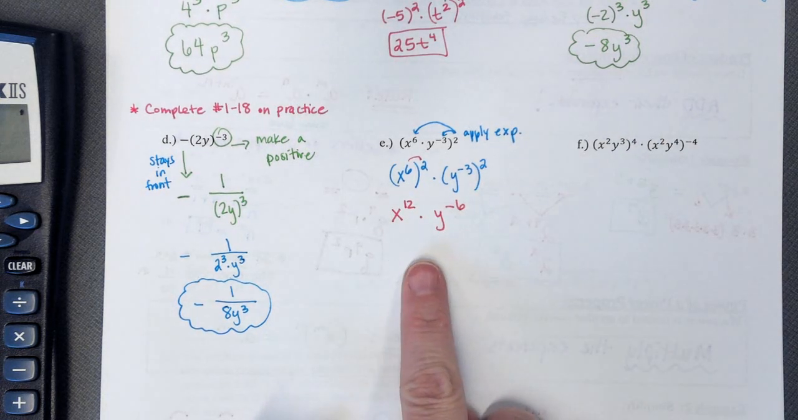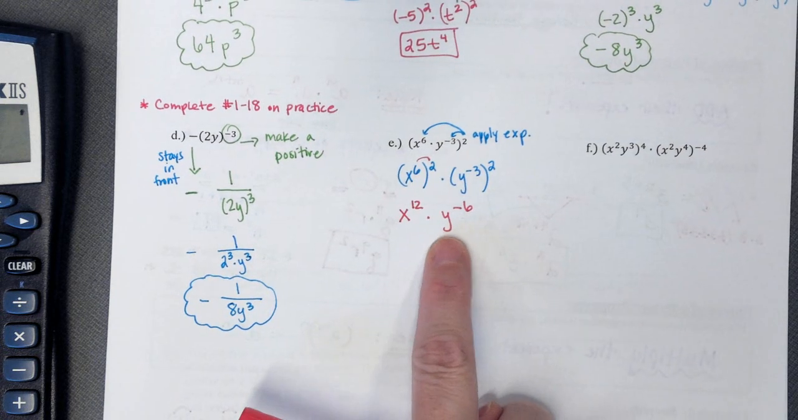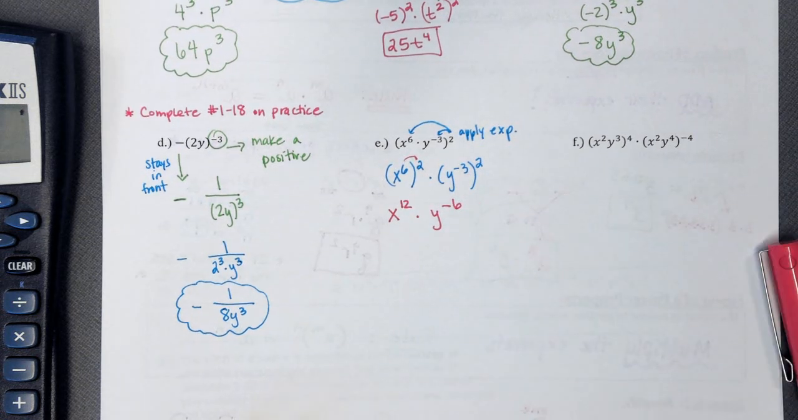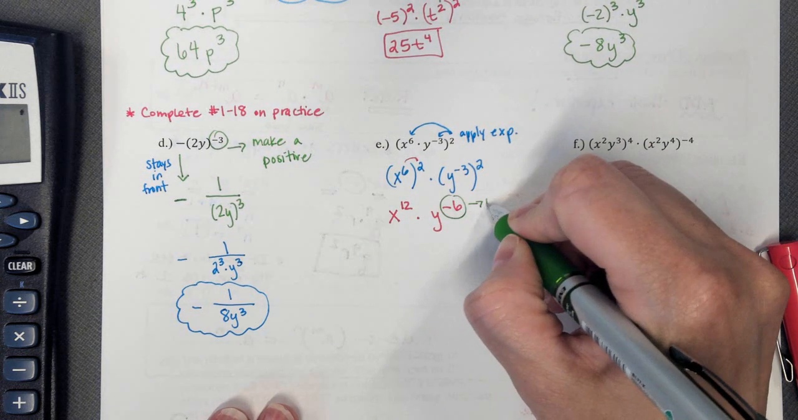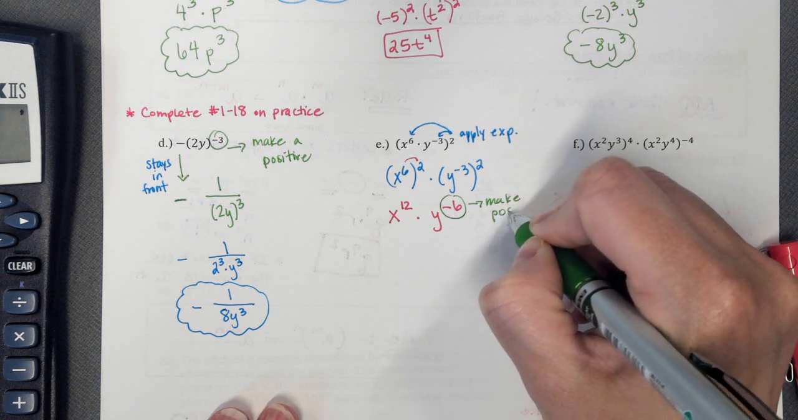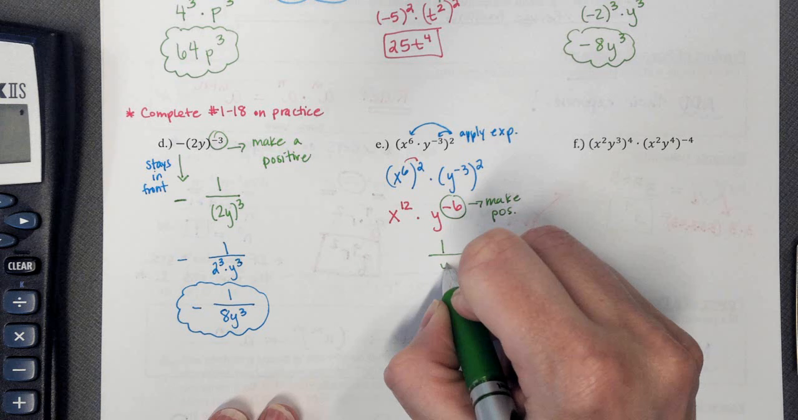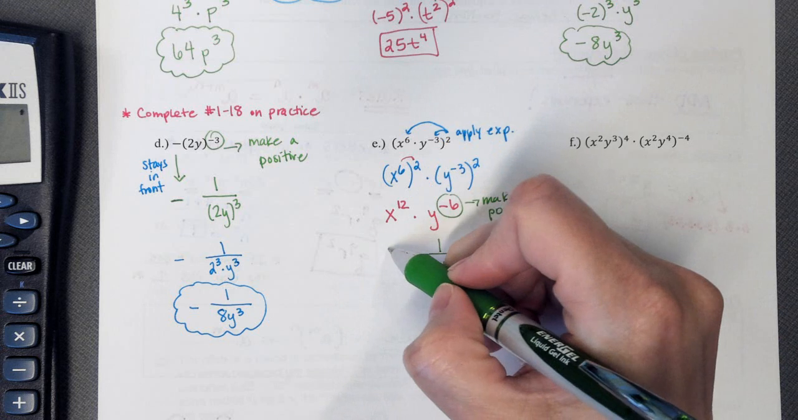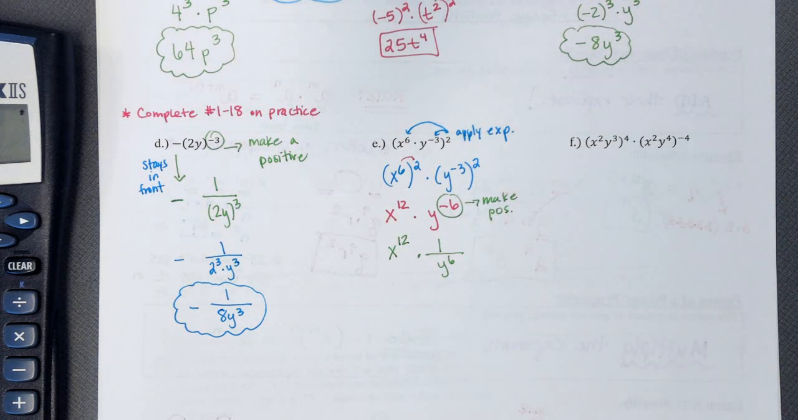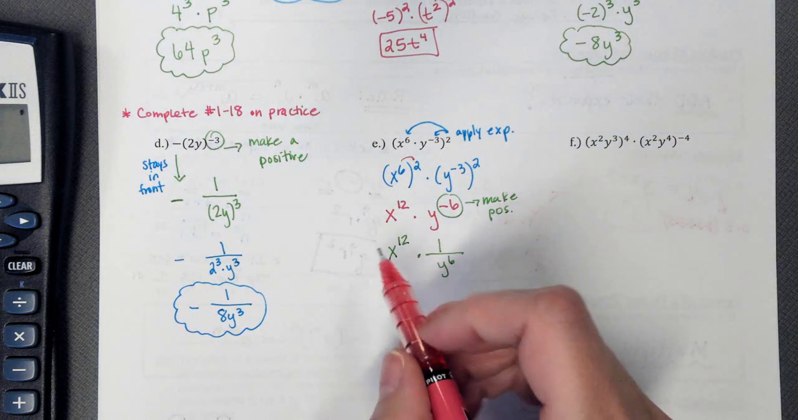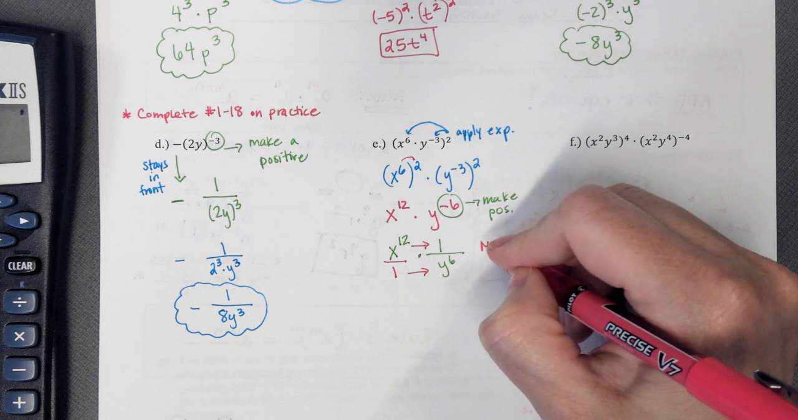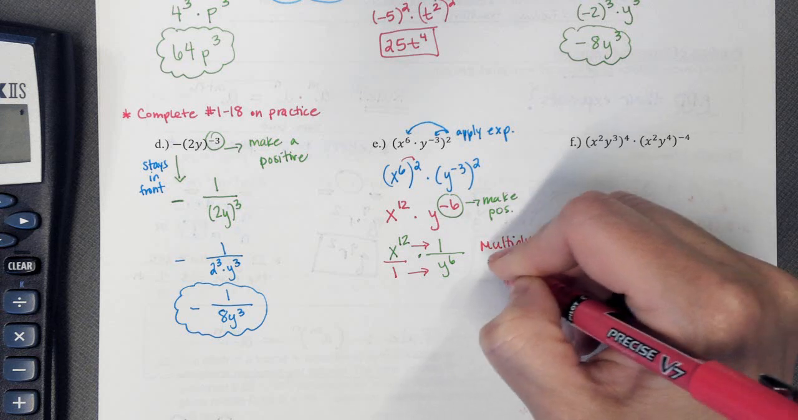Okay, so when you guys were working on this, this is where some of us weren't sure where to go from here. Anytime you have a negative, you have to make it positive. The only way to do that is by doing 1 over y to the 6, which is what we did last week. But now we still have this x to the 12 being multiplied by that. So whenever you're multiplying, remember, you can put a 1 over a value and you can multiply straight across.